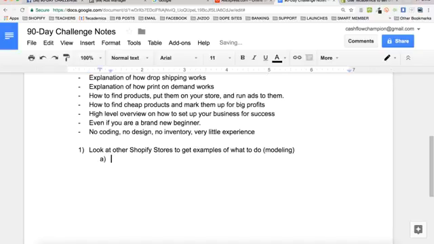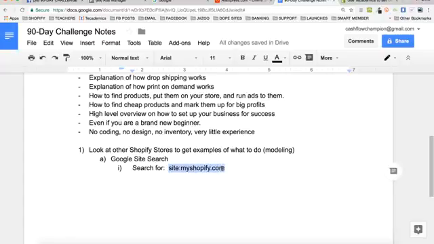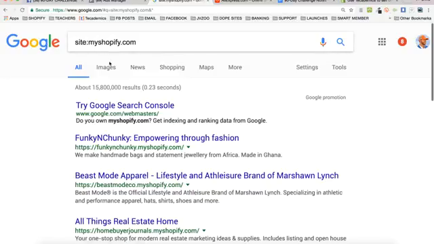This is called a Google site search, and this is going to be your search phrase right here: site:myshopify.com. Let's look at what happens. When you do a Google search, type in site:myshopify.com. About 15.8 million results show up.